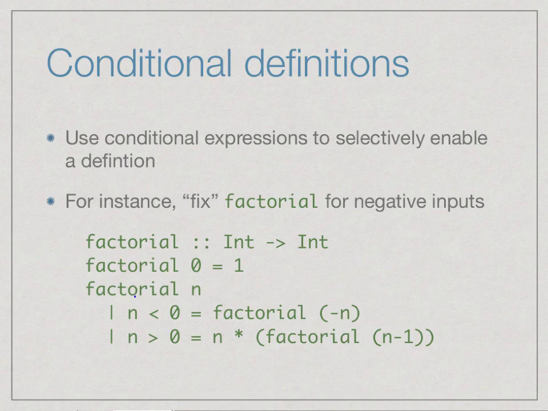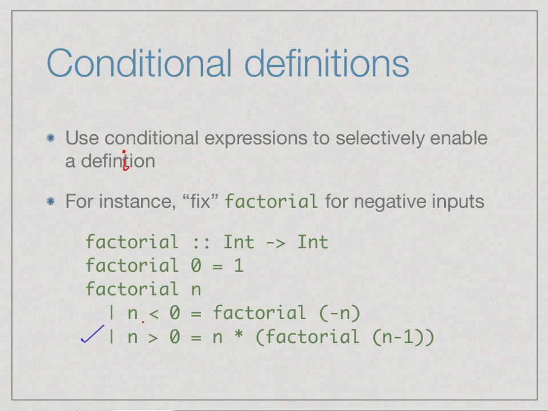So we can fix this by checking if the input is negative. We need to now extend our syntax for defining functions to use conditional expressions to say when a definition is enabled. So for instance, we have the base case as before, the factorial of 0 is 1. Now if it is not 0, it could be positive or negative. The positive case is as before. If n is greater than 0, then I want to say that the output is n times factorial of n minus 1. But what if n is less than 0?